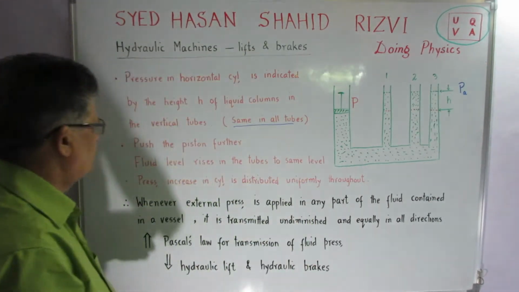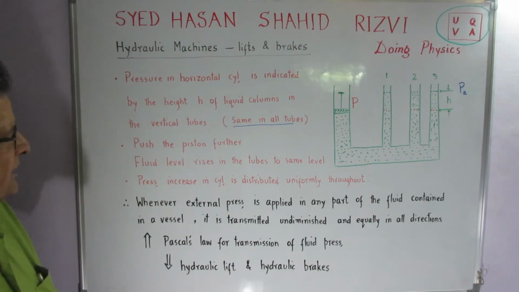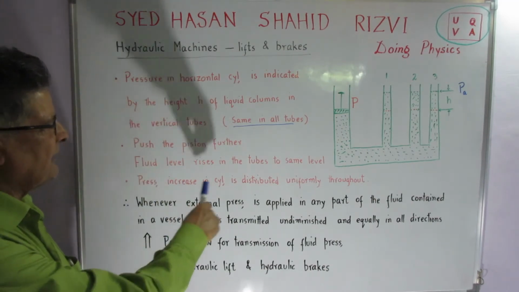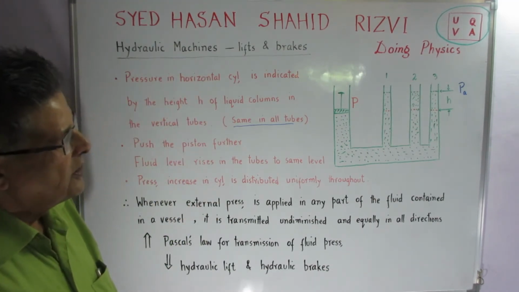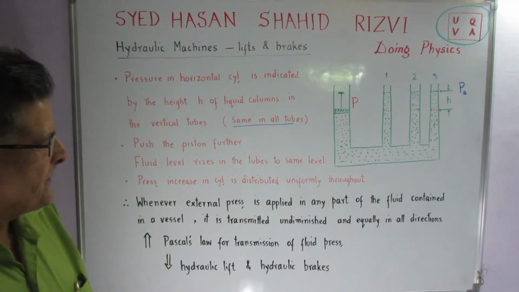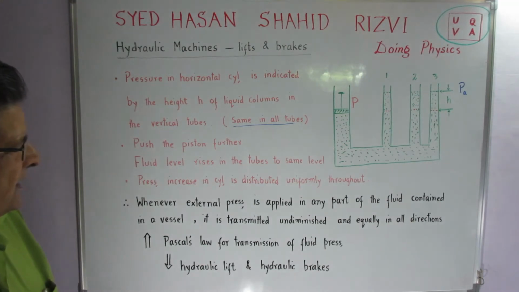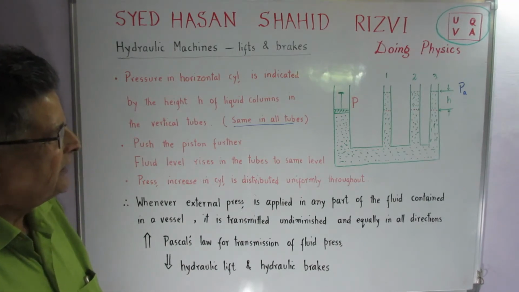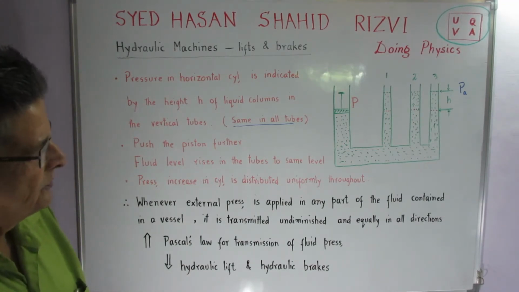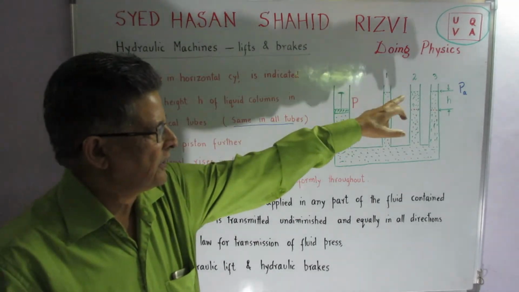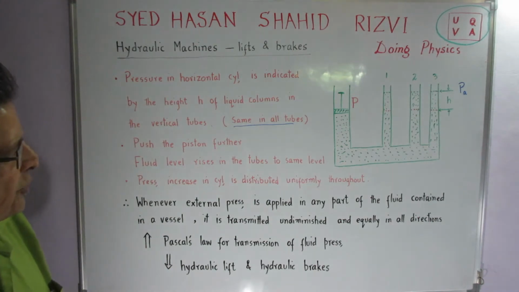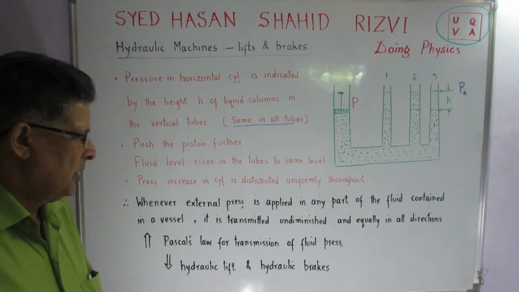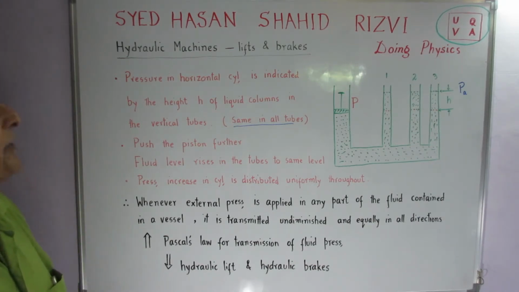If we push the piston here further, then the fluid level rises further, but again to the same level. The pressure increase in the cylinder is distributed uniformly throughout. The pressure which you put over here is distributed equally in all the tubes 1, 2, 3. So now the pressure is distributed and transmitted.